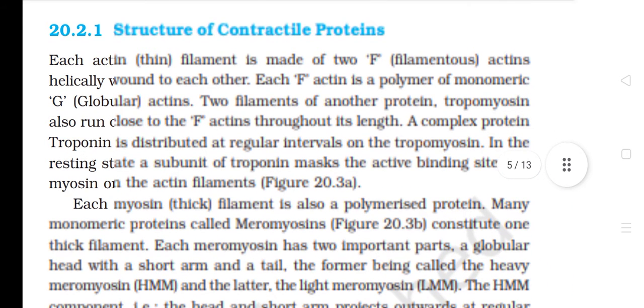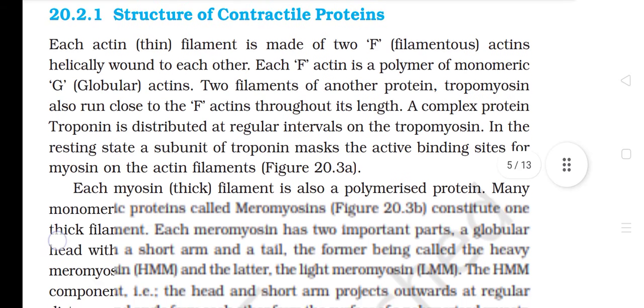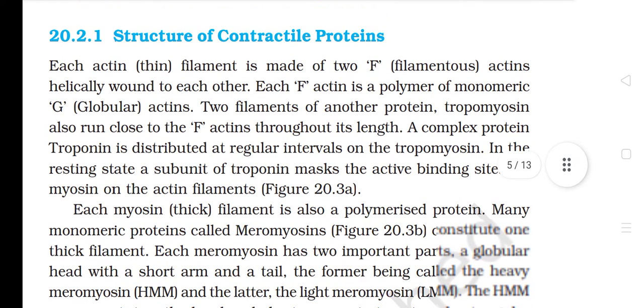20.2.1 Structure of contractile proteins. Each actin thin filament is made of two F-actin filaments helically wound to each other. Each F-actin is a polymer of monomeric G-actins. Two filaments of another protein, tropomyosin, also run close to the F-actins throughout its length. A complex protein, troponin, is distributed at regular intervals on the tropomyosin. In the resting state, a subunit of troponin masks the active binding sites for myosin on the actin filaments.